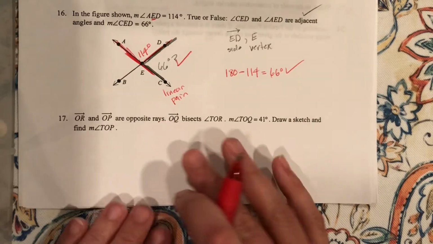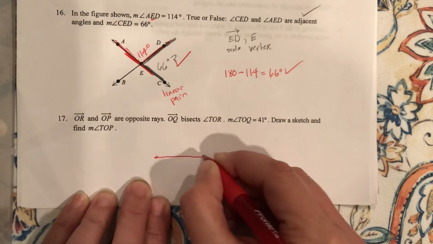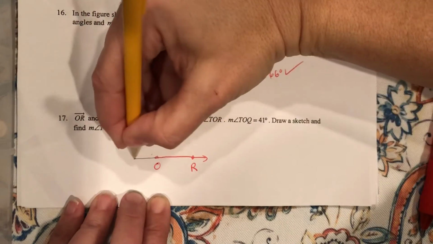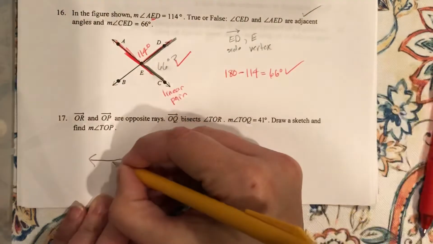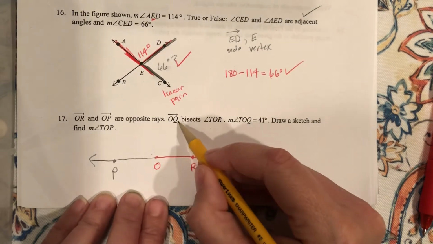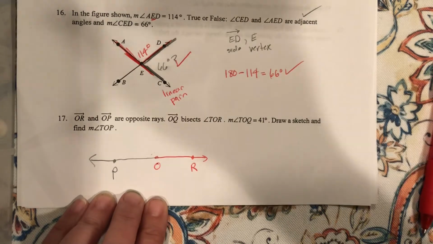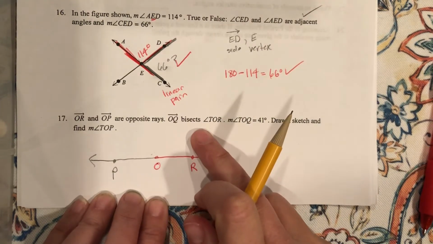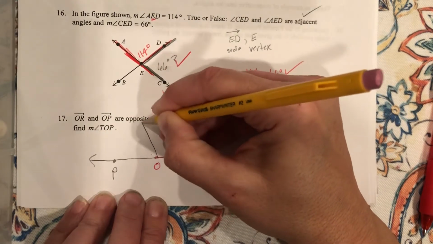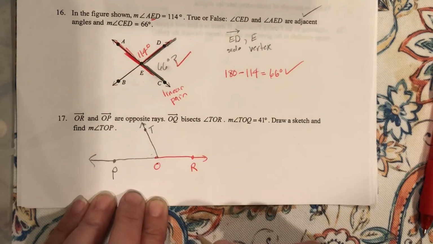Number 17, OR and OP are opposite rays. This one's kind of tough, all right? So I've got OR, and then I've got its opposite buddy going this way, OP, and they're opposite rays. OQ bisects TOR. So you kind of have to figure out where Q and T go, all right? So what I'm going to do is I'm going to create TOR first. I'm going to put a point T.